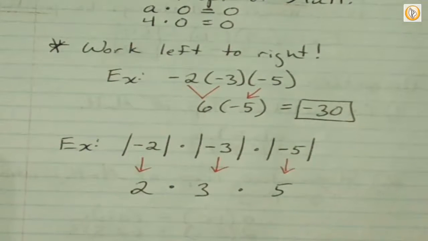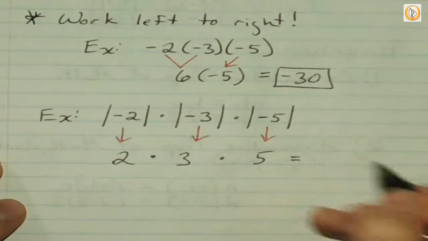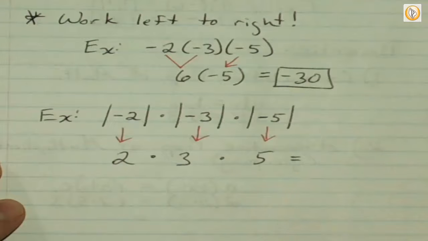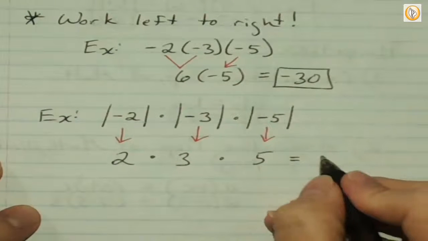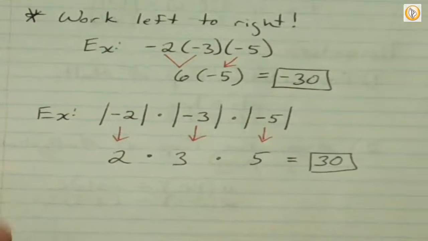Is that the exact same problem just with... Maybe. I don't know. So then what is the answer, Taylor? 30? Is it negative or positive? Positive. I don't see any negatives. That's right. There's no negative, so it's 30.